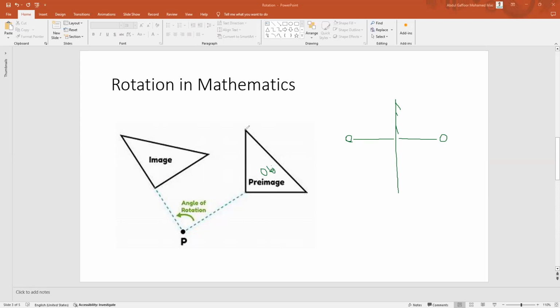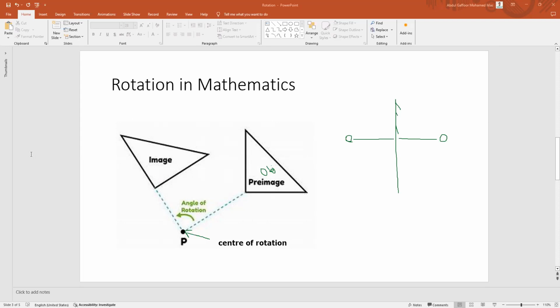Originally the figure or the shape is here. After rotation, it has come to this position. So this is the angle of rotation. You can see the arrow mark, we are starting from here and ultimately it comes here. This is called the angle of rotation, and this point is called the center of rotation. So there are two terms: center of rotation and angle of rotation.